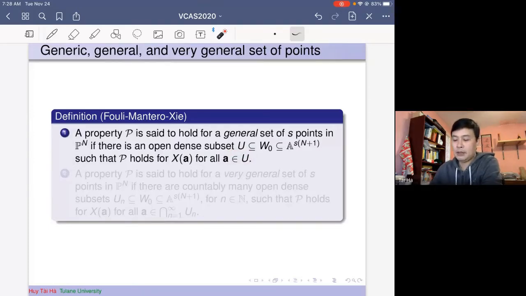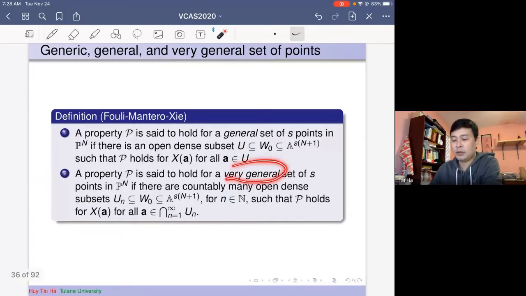And P is said to hold for a very general set of points if there are countably many open dense subsets U_n in the parameter space such that P holds for X_A whenever A is inside the intersection of these countably many open dense subsets.